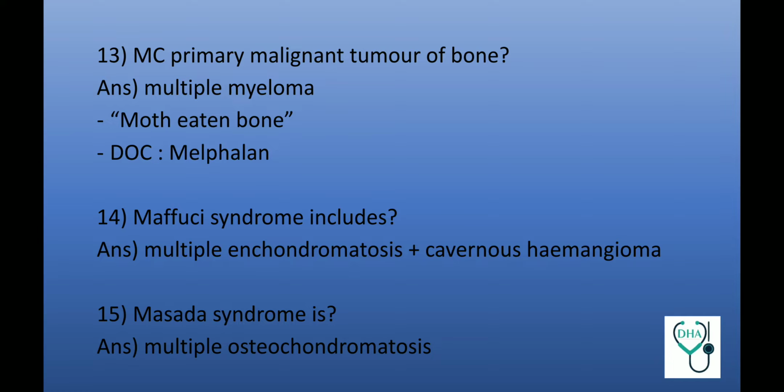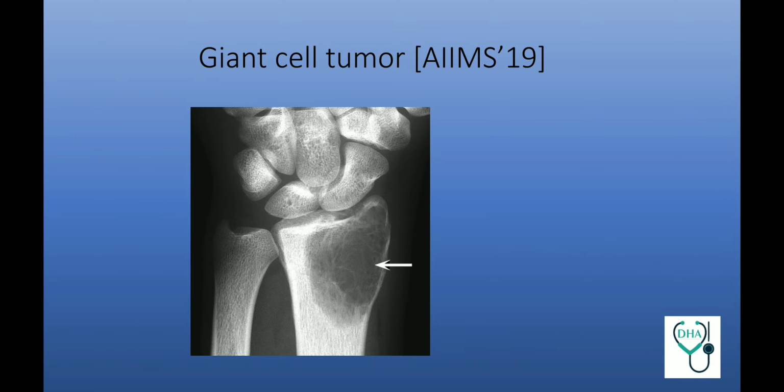Maffucci syndrome includes multiple enchondromatosis plus cavernous hemangioma. Masada syndrome is multiple osteochondromatosis. Now coming to some image-based questions. This is the first image of a giant cell tumor. This was asked in AIIMS November 2019.